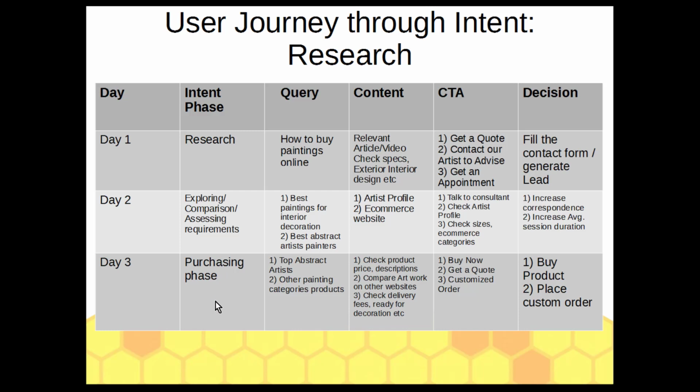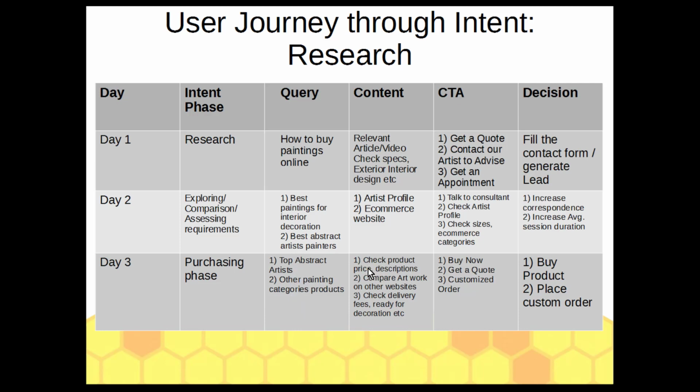And finally, this will be the purchasing phase. So most of the time it goes like this. After all these steps, all these funnel paths, now your prospect is in the purchasing phase. Now they are exploring top abstract artists, they are exploring other paintings. If you have a painting or artist website, if you have a toys website, they are looking into that. If you have a lead generation website, they are looking into that. So depending on your niche, you can display the relevant content.